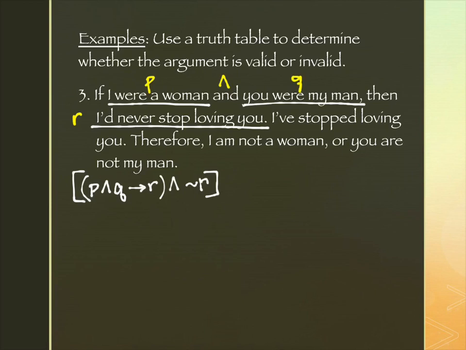Okay, all that is supposed to imply, right? Therefore, that's my line, my implication. Therefore, one of the next things is going to happen. It says, therefore, I am not a woman. I'm going to do tilde P there. It says, or, that's V, you are not my man. Tilde Q.